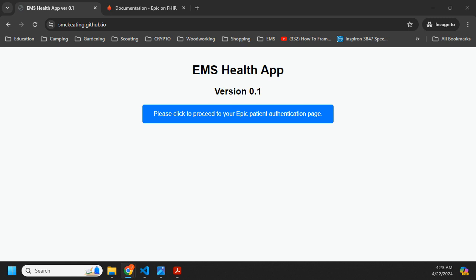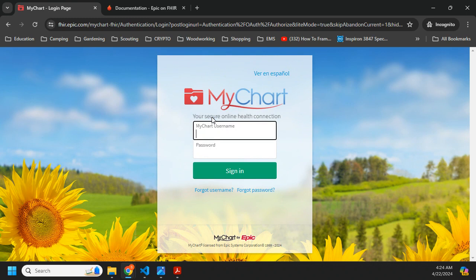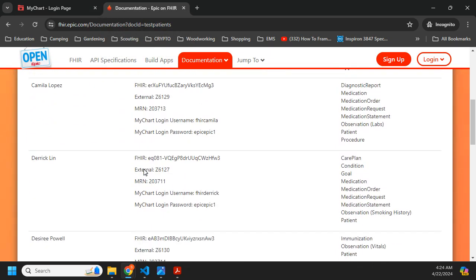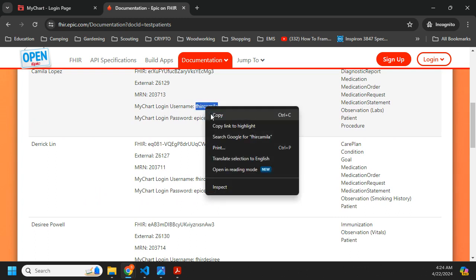Alright, so on with the demonstration. Like I said, I deployed this to GitHub Pages, and it's publicly available, so anyone can go to my link, smckeating.github.io, and click on the button to launch the Epic authentication. Like I said, I'm using Epic's test patients. Epic has a few test patient credentials we can use. I'm just going to use this one, Fhir Camila.